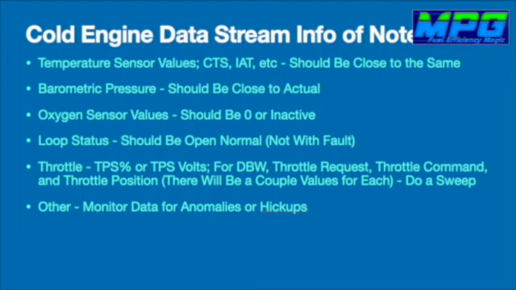Then we're going to do a throttle sweep. Now we're going to look at our throttle position sensor, TPS. The older cable actuated throttle vehicles will have one value for that, throttle position. It could be volts or actual angle, or it could be percent. But you'll have one value. The newer drive-by-wire, you'll have throttle request A, throttle request B, throttle position A, throttle position B.